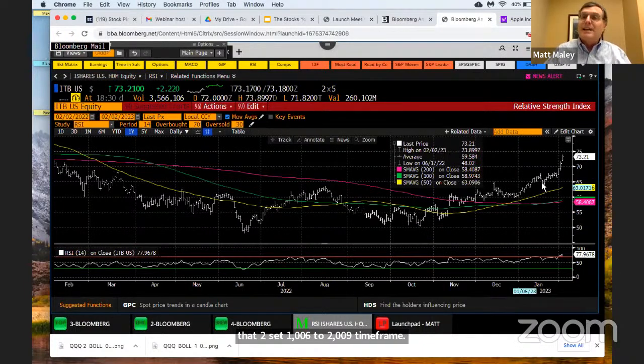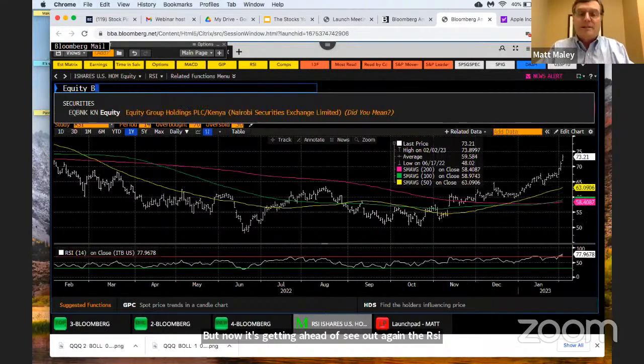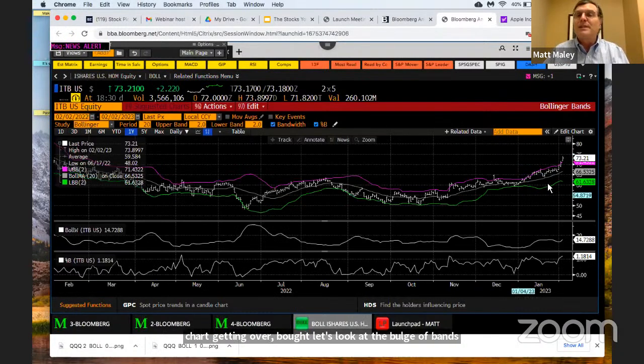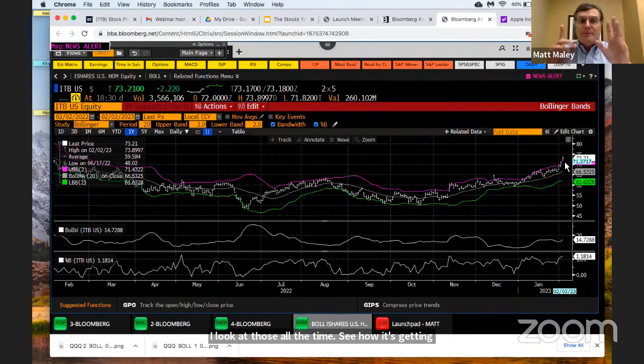So I like the group, but now it's getting ahead of itself. See how the RSI chart is getting overbought. Let's look at the Bollinger Bands. I really should pull up the stochastics. I look at those all the time. But see how it's getting extended on the Bollinger Bands chart? It means it's more than 2 standard deviations above its 20-day moving average. I apologize. And I know that interest rates have come down, especially in the last couple of days in particular. But I think it's kind of overshot there, and we have to be careful about that.